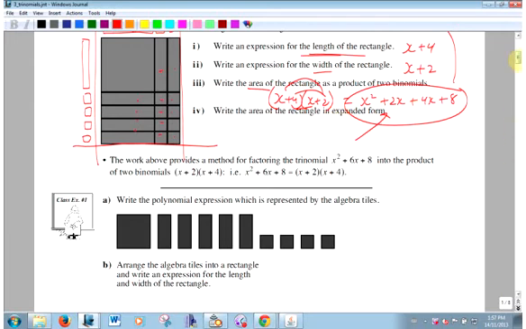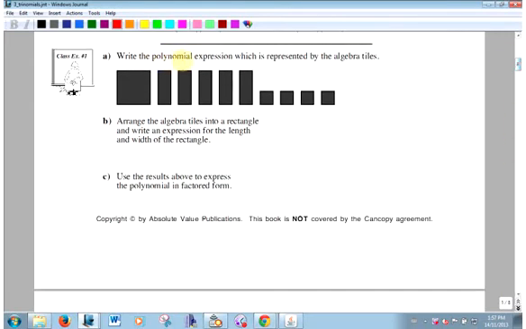There it is. Okay? Write the polynomial expression which this is. Well, I got an x squared, 1, 2, 3, 4, 5x, and 4. Arrange this into a rectangle. You may have to do this on your test. Okay? Here's a little trick. The x squareds always go up here in the top left. The numbers always go down in this corner, diagonal to those.